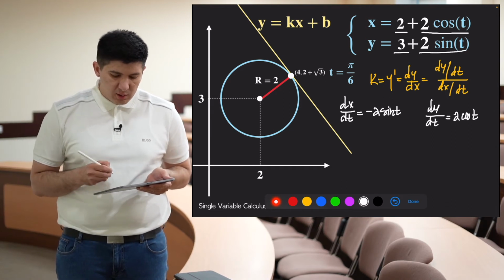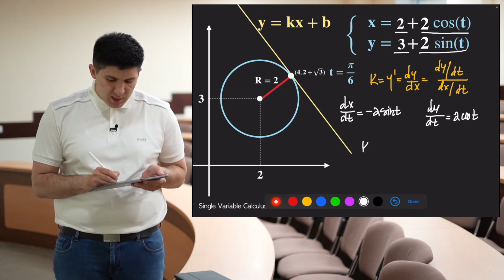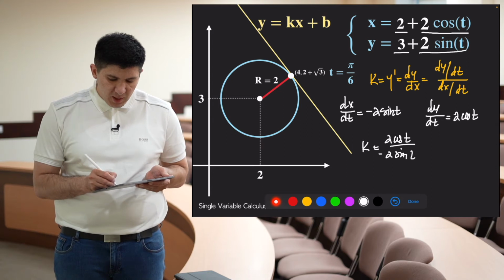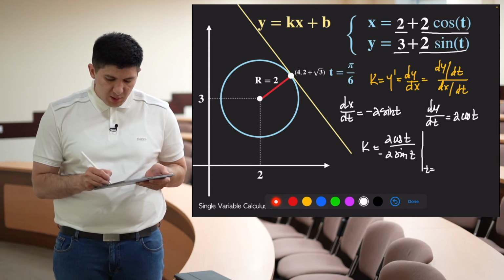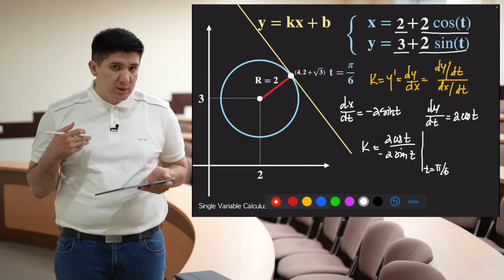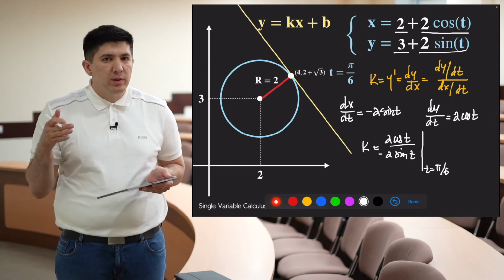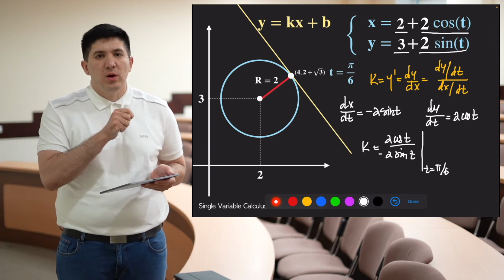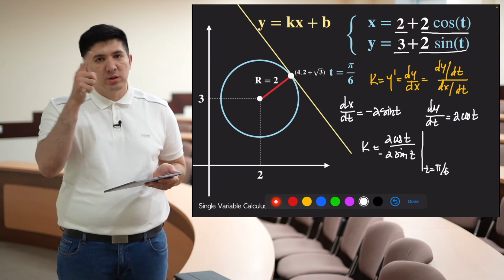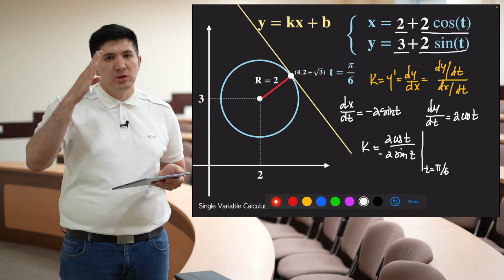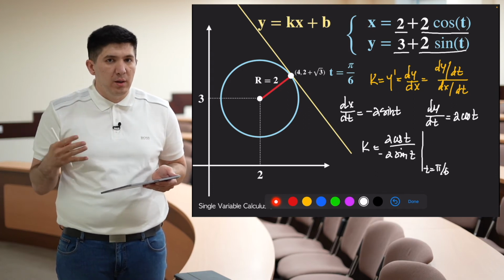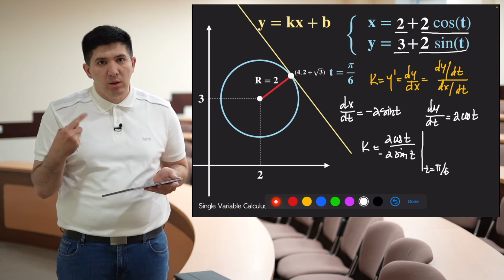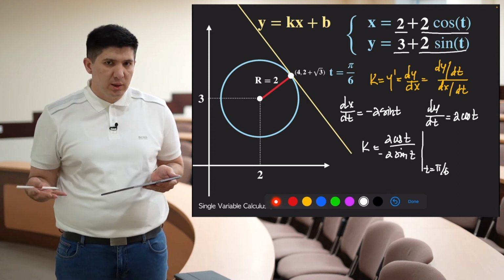And now we just have to substitute this into the formula of the slope. So k, the slope of this curve, is going to be equal to 2 times the cosine of t divided by minus 2 times the sine of t. And we have to evaluate the slope at t equal to pi over 6, right? So this is the formula for the slope at any point of the circle. You can find the slope at any point by just changing the value of t. So t is your parameter. You can just play with this t in order to change the points on the circle, in order to change the slope of this tangent line, and so on. So just using one parameter t, you can change all of the things.